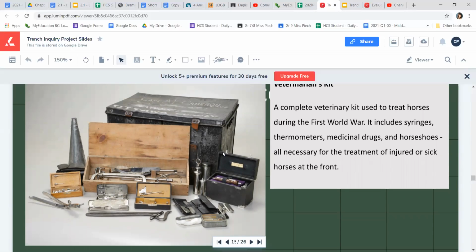So with that one, think about it. Is that going to be a primary or a secondary source? And hopefully you would have said that that would be a primary source because that was used during that time period. So it was discovered after the fact, but it was used during the time of the First World War. So that would be a primary source.